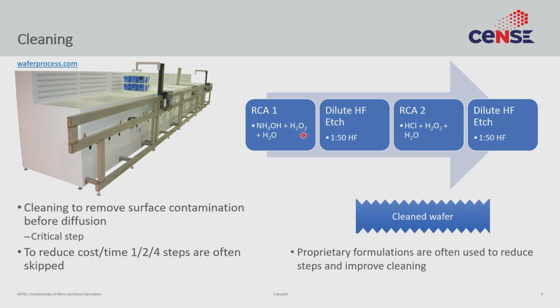Practical solar cell manufacturers skip one or two of these steps. A lot of them do not do the final HF. Some of them do not do the middle HF. Some of them completely remove the ammonium hydroxide and only do RCA2. Some of them remove even the peroxide in the RCA2, they only have HCl. So it really depends upon what works for you.